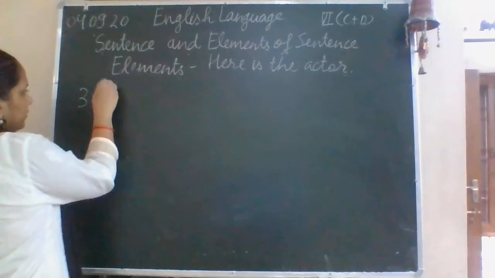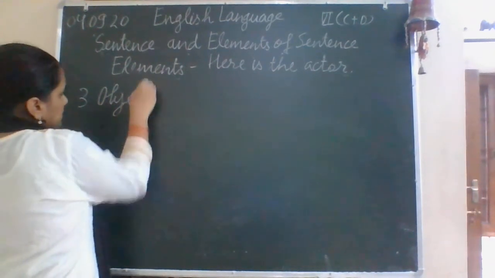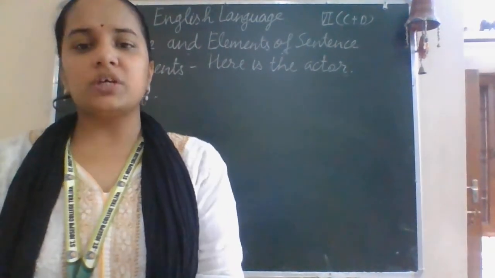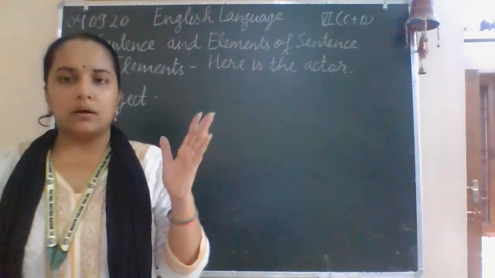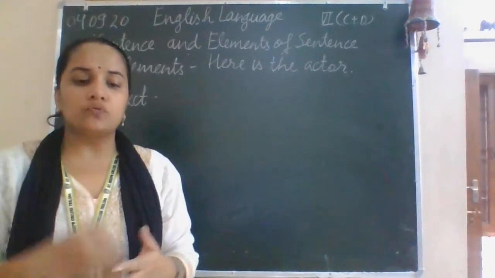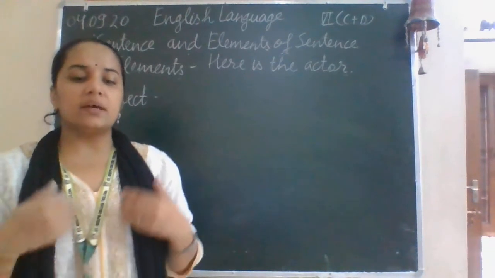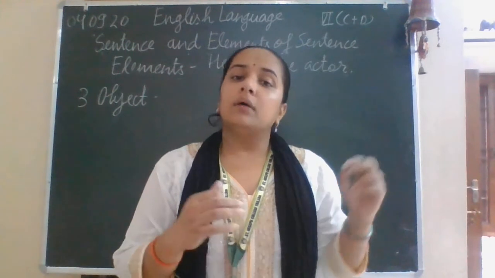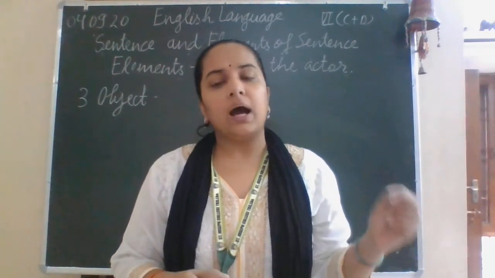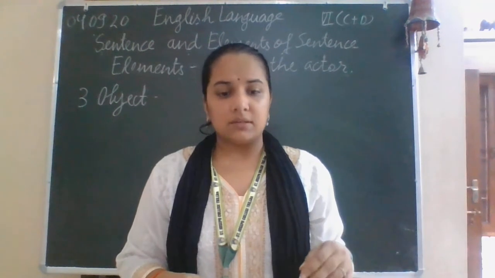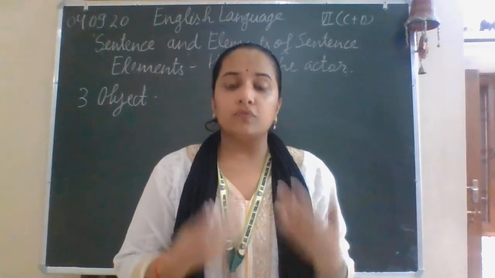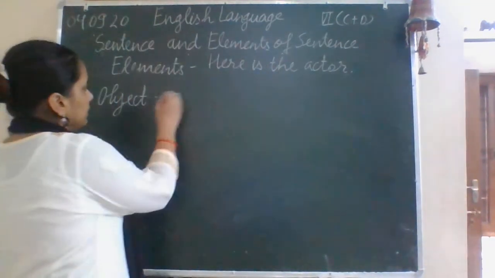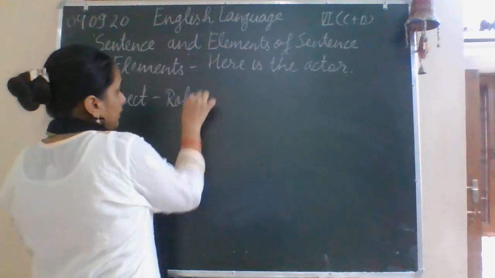The third element of a sentence is the object. What is an object? An object is a person or thing to whom or to which something is done. The other thing about which we are talking in the sentence, the person or the thing to whom or to which something is done, is called an object. For example, let's take the same example again.